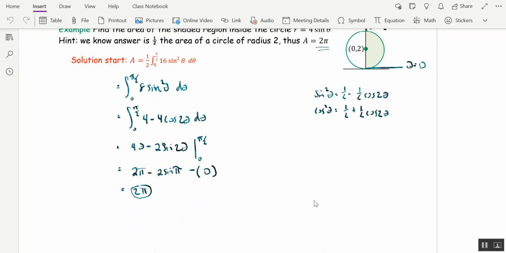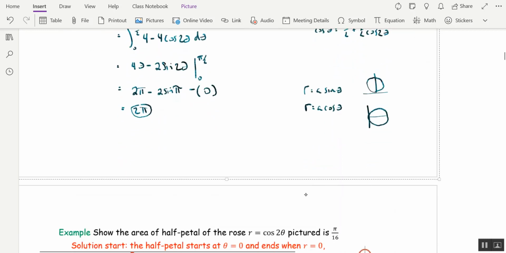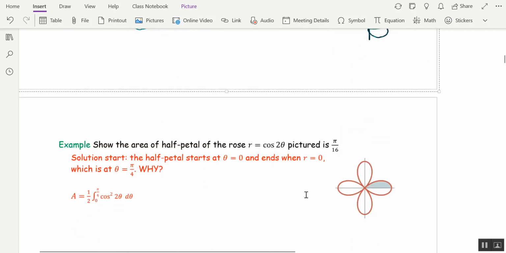Okay, let's do another one. Now, a comment about polar curves. I do expect you to know what r equals a sine theta looks like. That's a circle oriented on the y-axis. And r equals a cos theta is a circle symmetric on the x-axis. I've already expressed that those are just basic polar curves that you should know. In terms of roses, no, you don't have to memorize that.